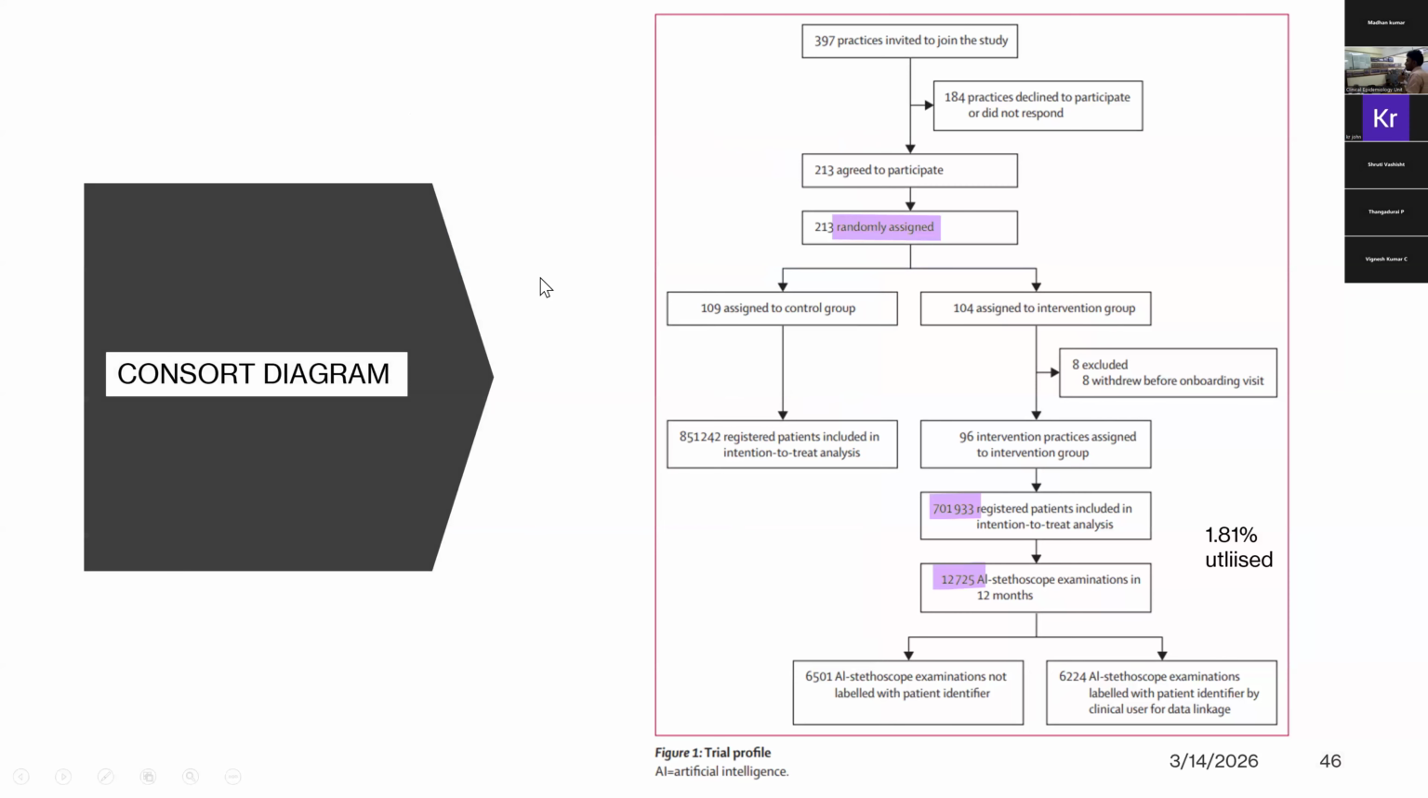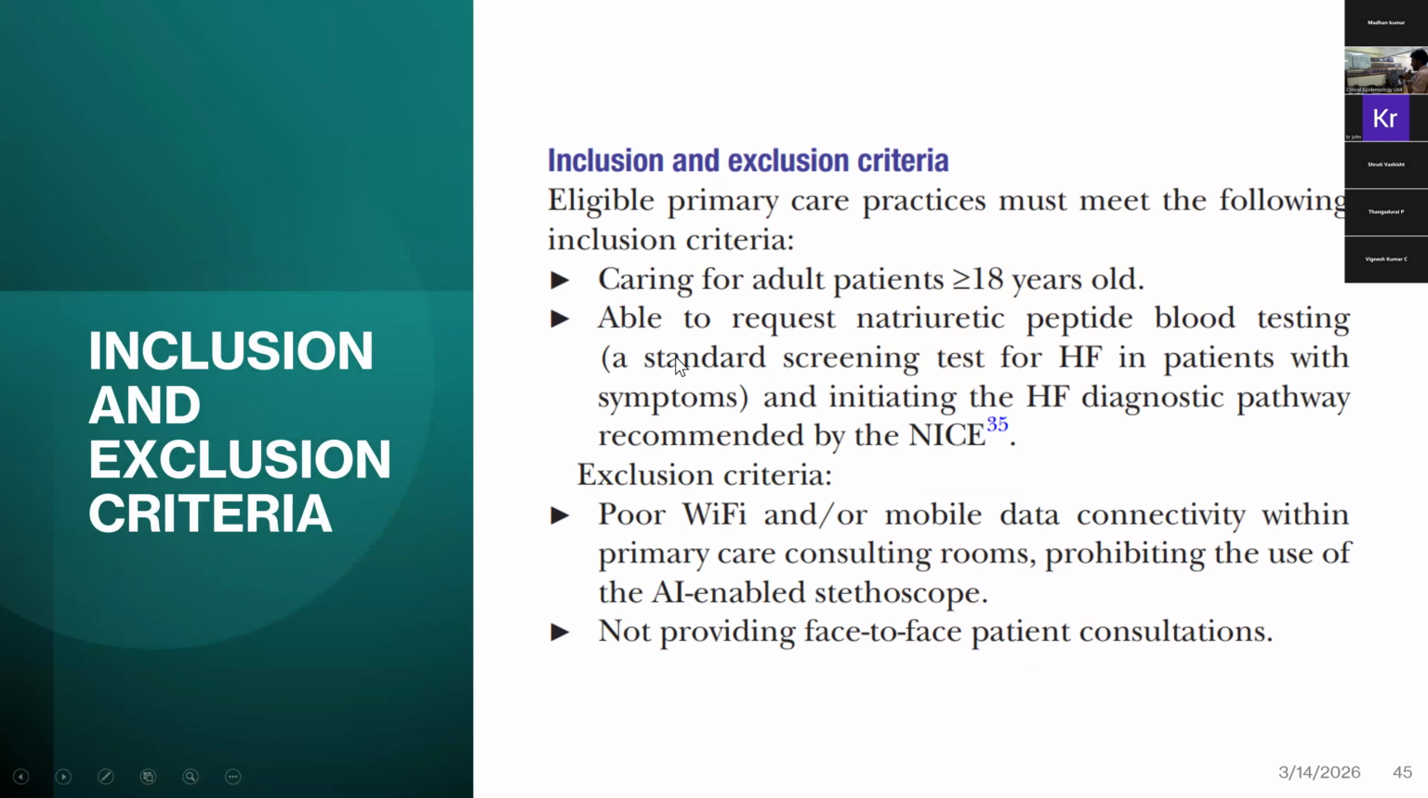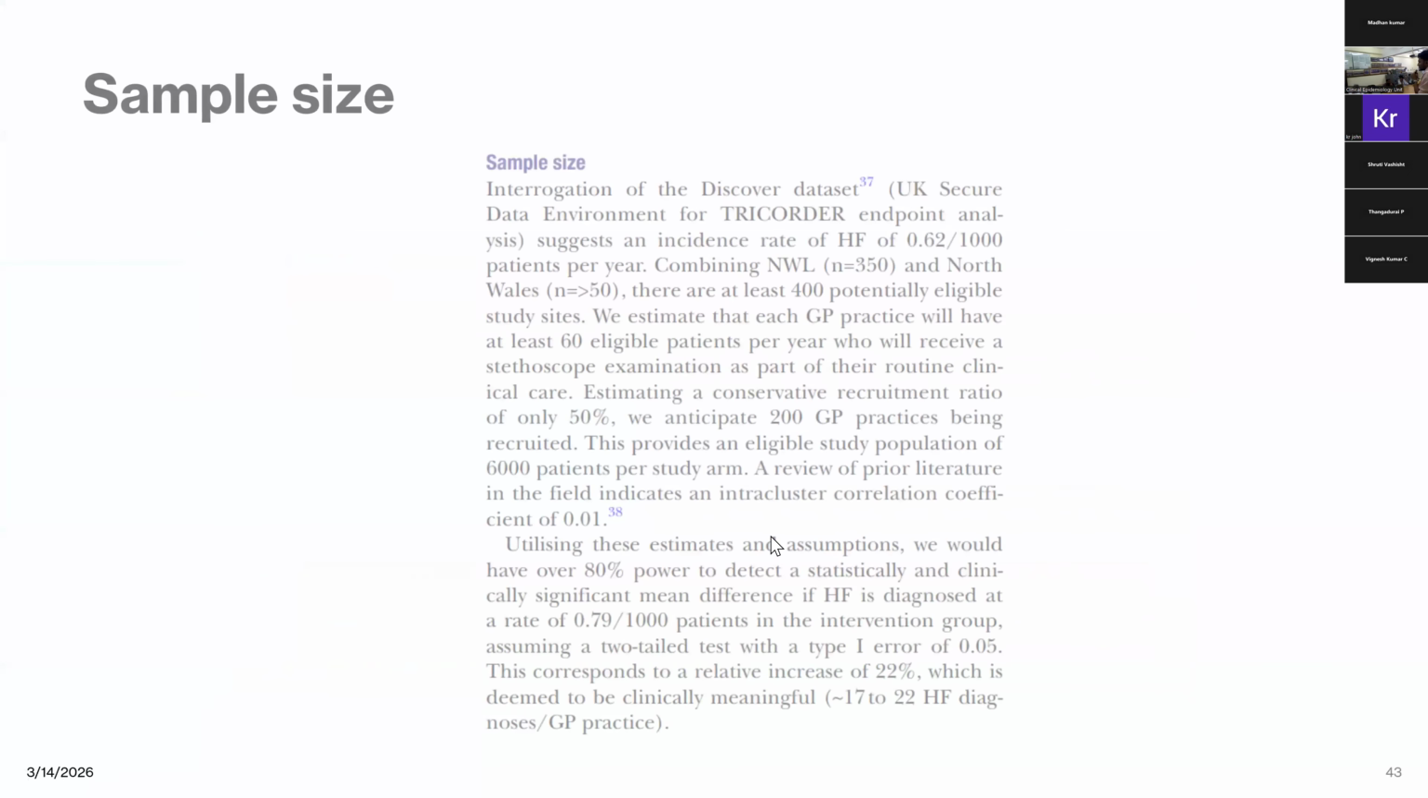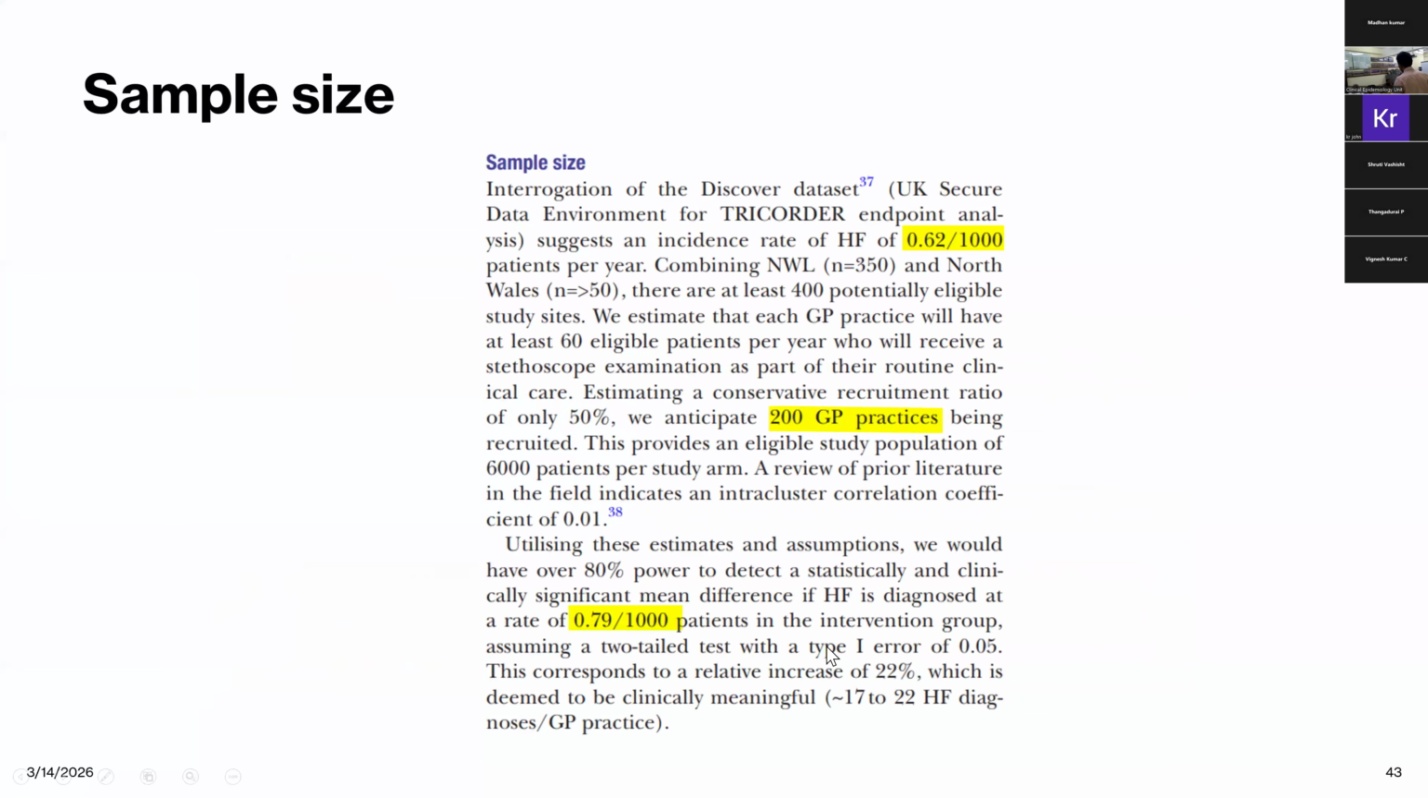The inclusion criteria was that anybody who was more than 18 years coming to a primary care practice was eligible to be part of the study. And the healthcare system should have the ability to test for natriuretic peptide and send the patient for an echo subsequently if they have a suspicion for heart failure. Those healthcare setups with poor Wi-Fi or mobile data connectivity and those who did not provide face-to-face consultation were excluded from the study. So here the unit of study was not participants per se, whereas the unit of the study was the clinical practice, or the hospital per se was the individual unit of the study.